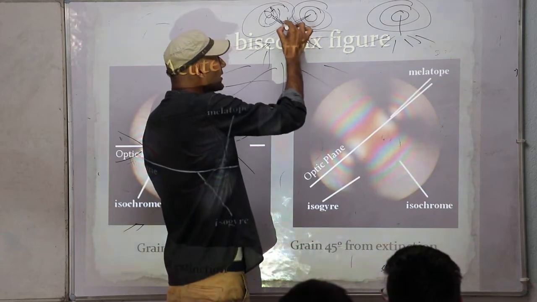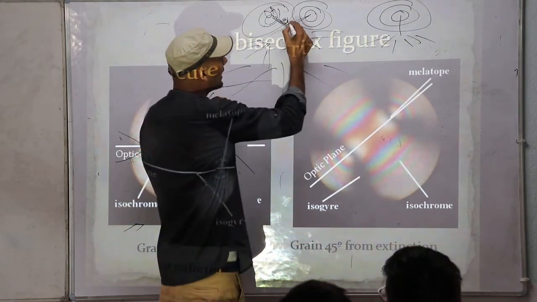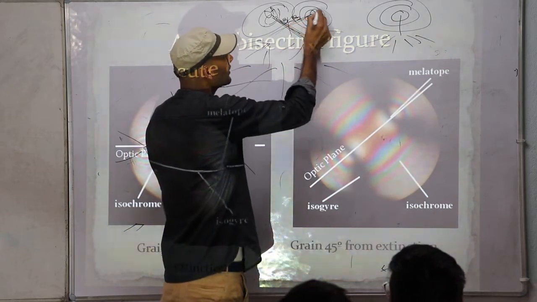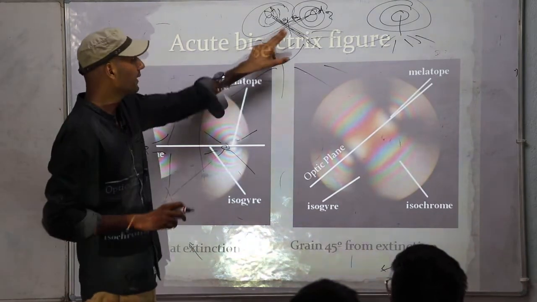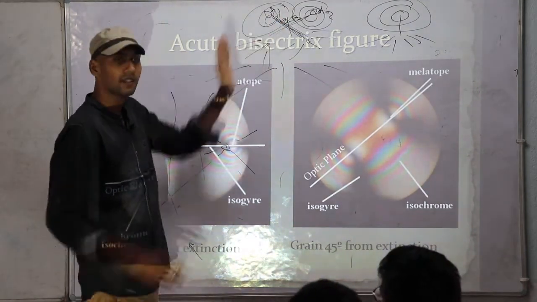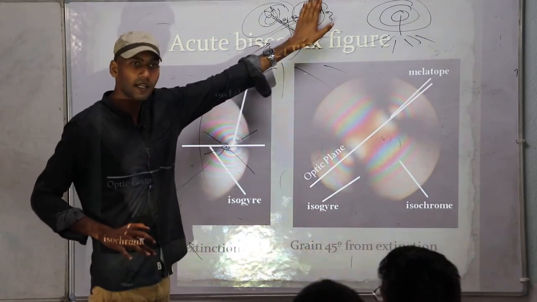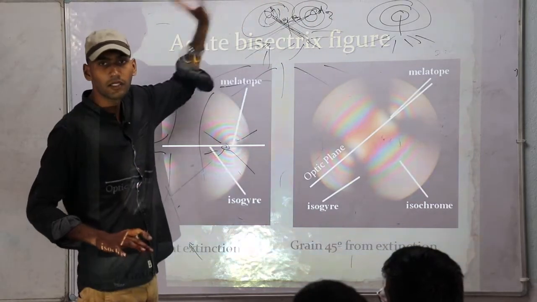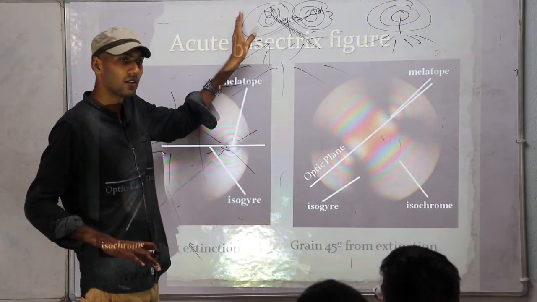So what happens if we are considering optic axis 1, melatope 1, for a light ray which is moving at some angle theta 1 to optic axis 1, that is also at an angle theta 2 to optic axis 2. Got that? If it is at an angle theta 1 to optic axis 1, it is bent in a circular manner. If there is no second optic axis, the isochrome must be circular.